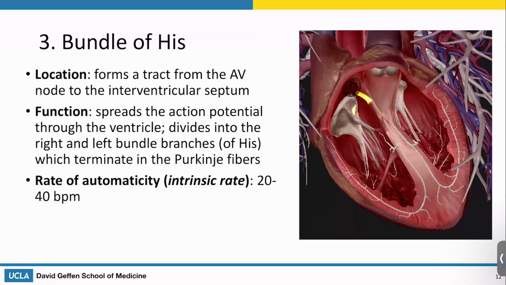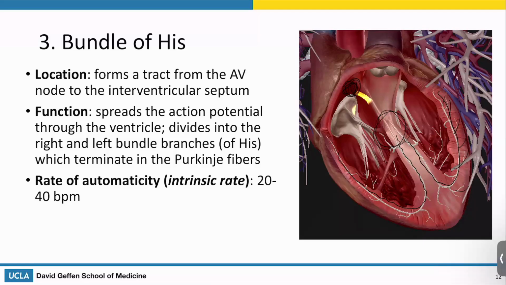So it's going to spread that potential through the ventricles. The bundle of His is going to divide into the bundle branches, and those are going to be right here. And then it's going to spread down through the bundle branches, down into the Purkinje fibers and then out into the cells, and hopefully create that ventricular contraction.